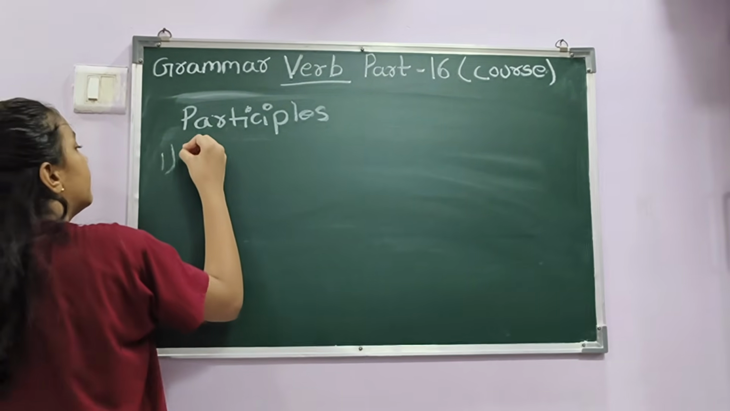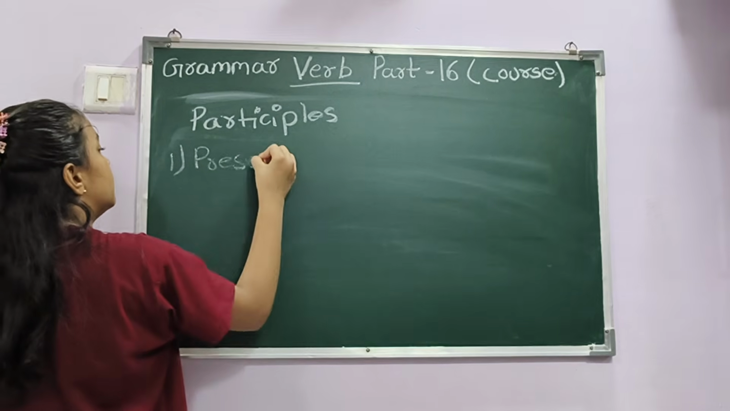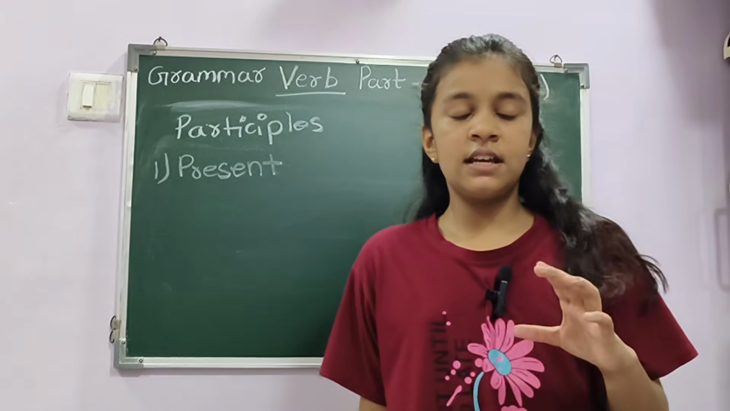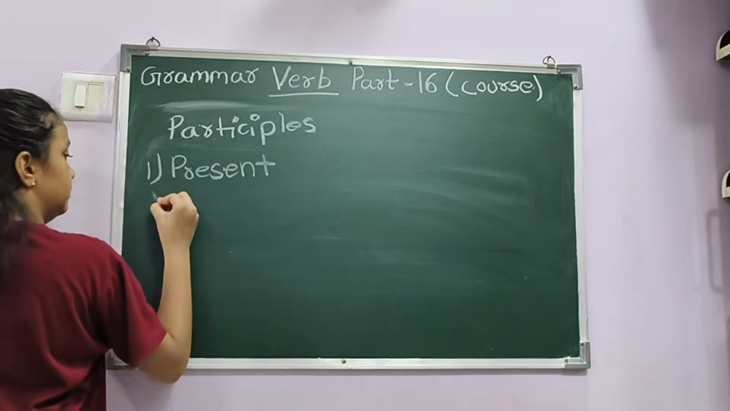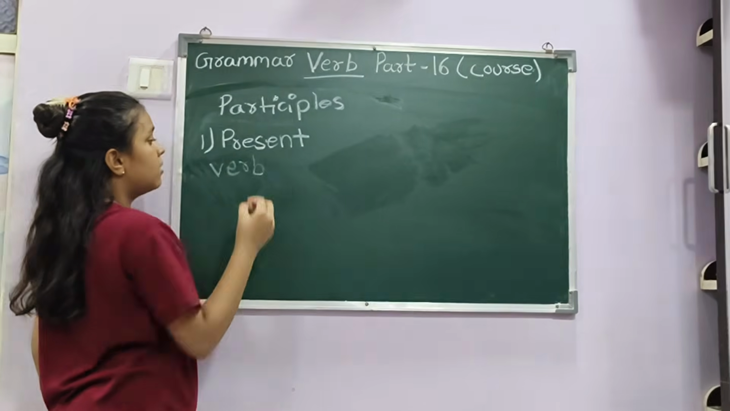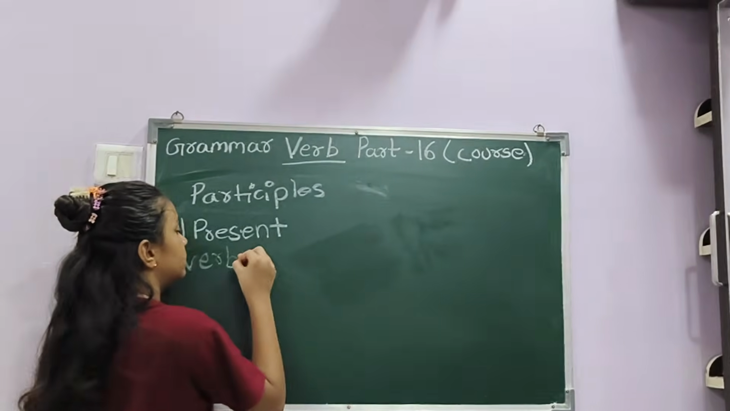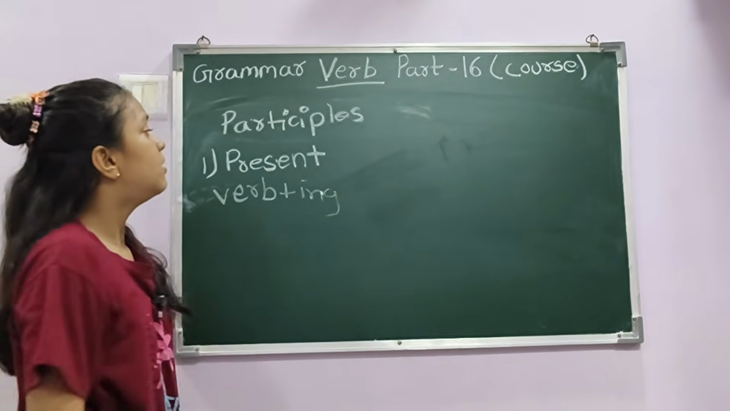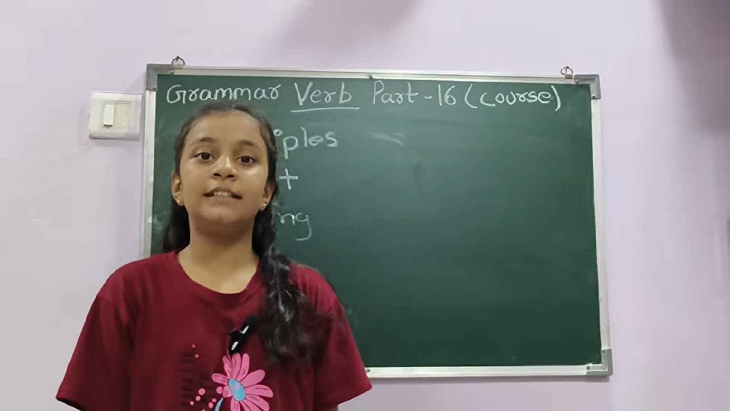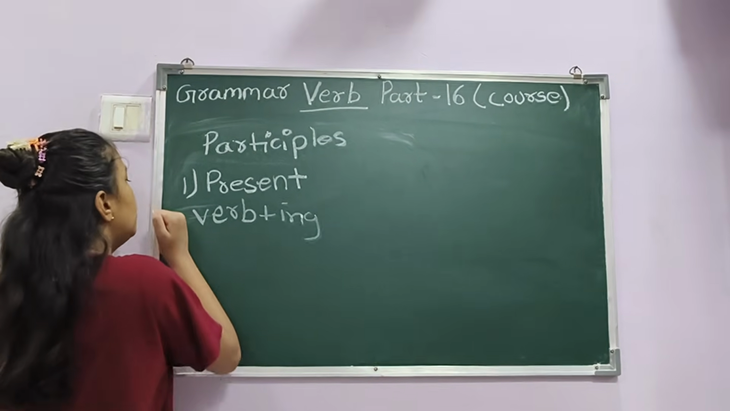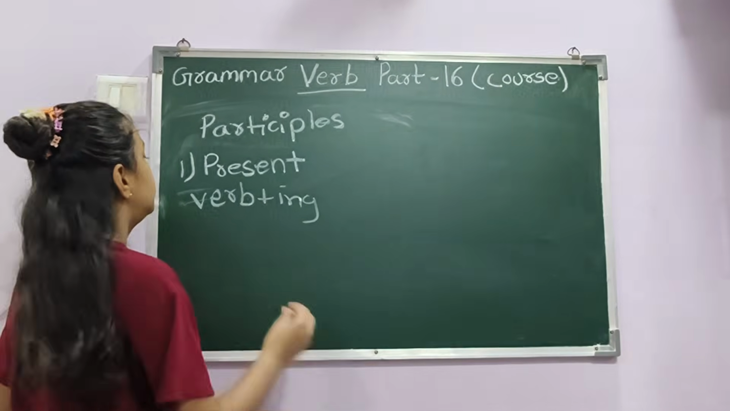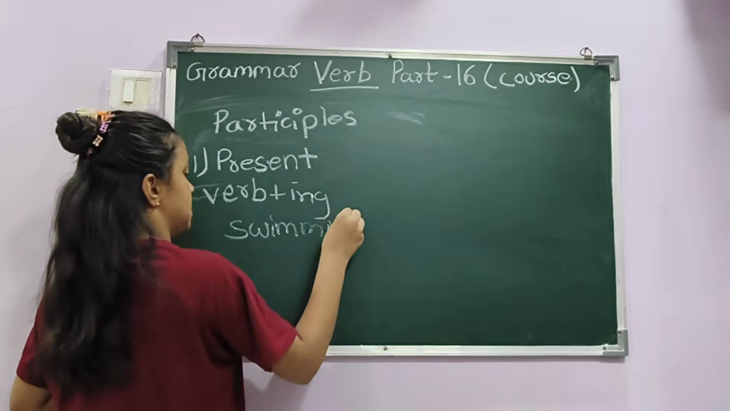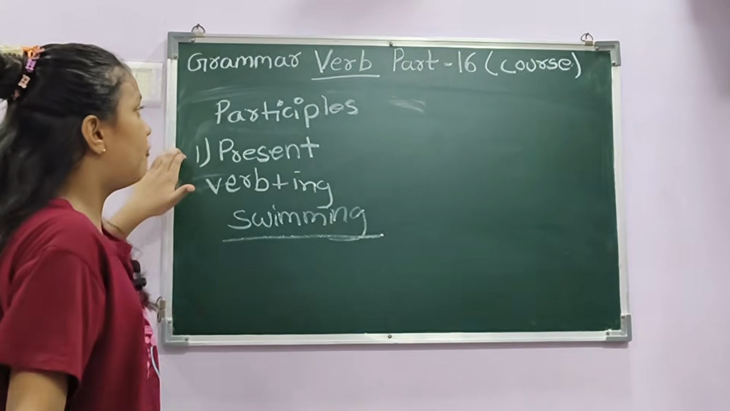First is the present participle. The rule used here is verb plus ing. For example, if I tell you swimming, swim plus ing, swimming. So this is an example of present participle.